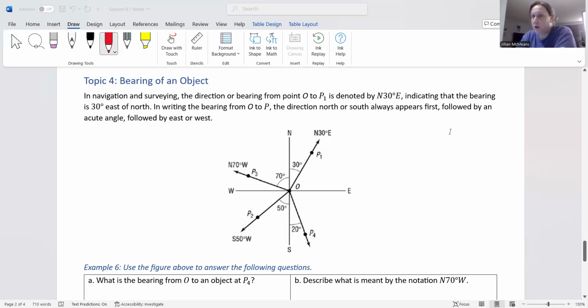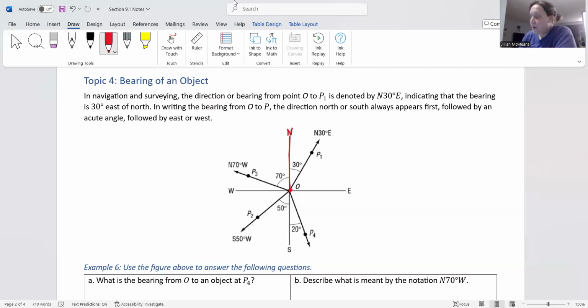Okay, so there is kind of like a rhyme or reason to this. North or south first, the acute angle, and then followed by an east or a west. Okay, so if we kind of think about this, we've got our point O, which we're going to think of as like the origin. So that's right here. Okay. Well, north is going to be directly above that. That kind of makes sense. We're familiar with north, south, east, and west.